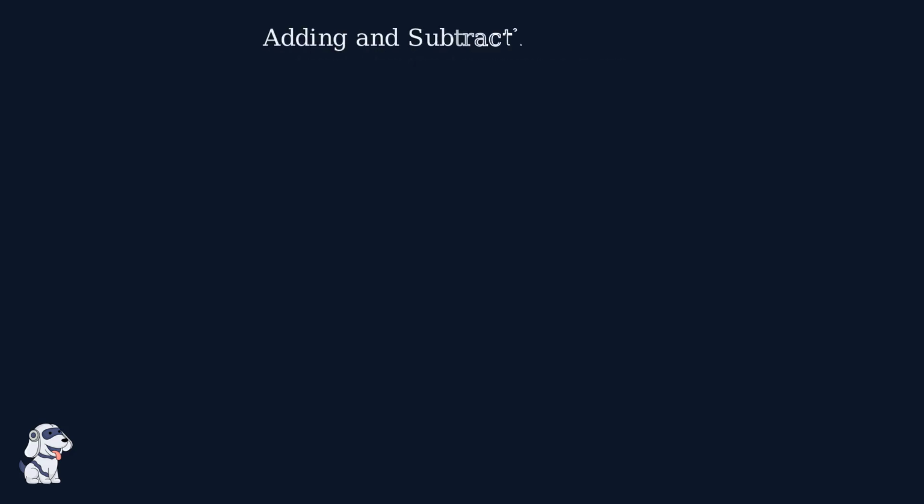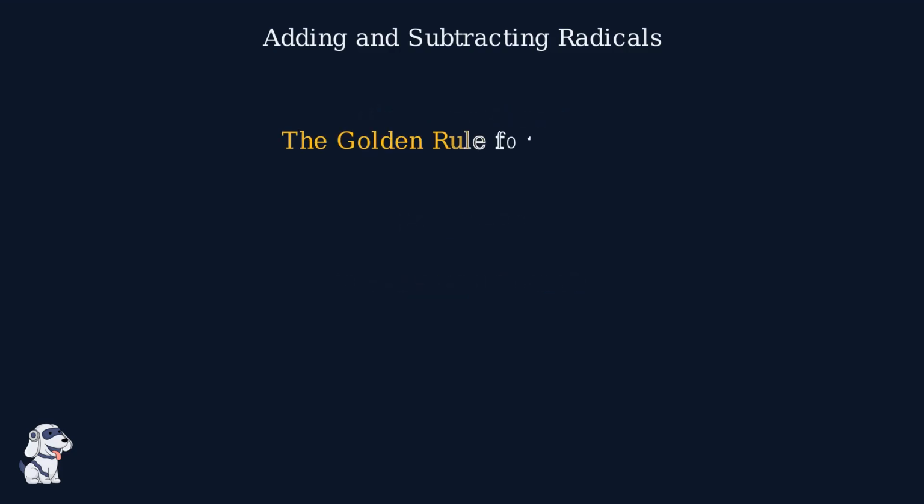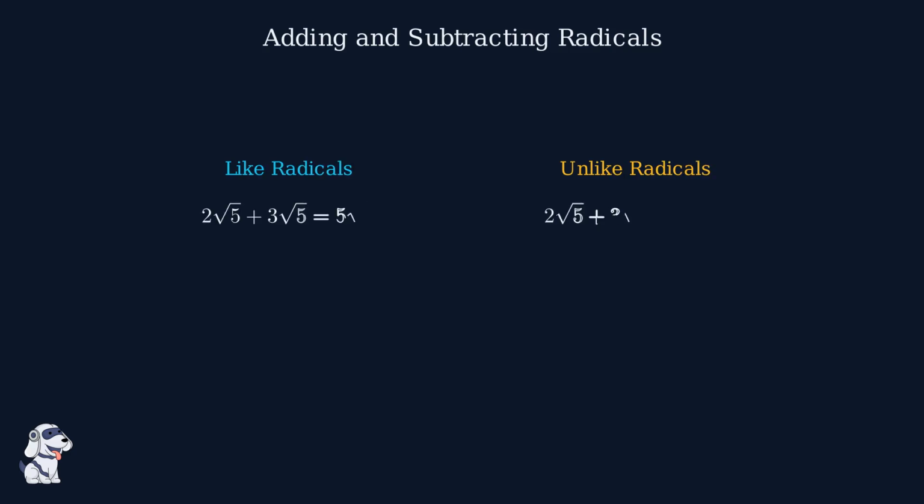In algebra, we can only add like terms. 2x plus 3x simplifies to 5x, but 2x plus 3y remains unchanged because the variables are different. Radicals follow the same logic. The golden rule is radicals can only be added or subtracted if they have the same index and the same radicand. Here, 2 square root of 5 and 3 square root of 5 are like radicals, resulting in 5 square root of 5. However, 2 square root of 5 plus 3 square root of 2 cannot be combined.